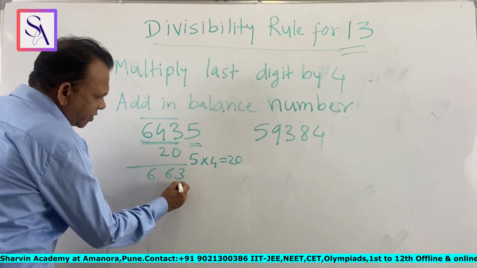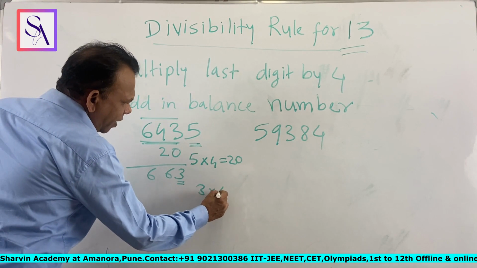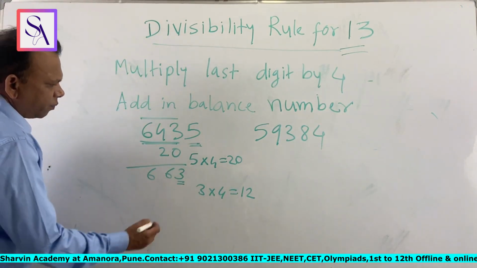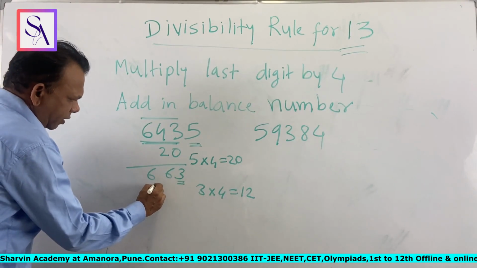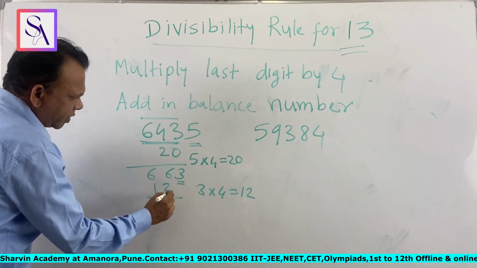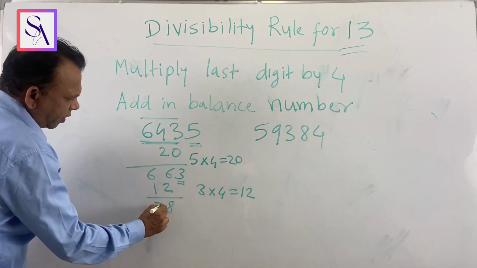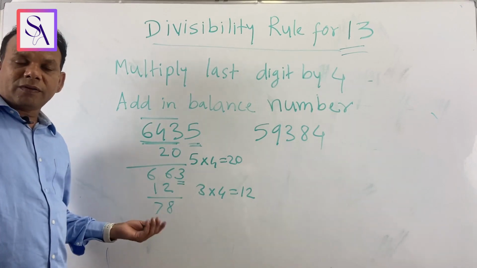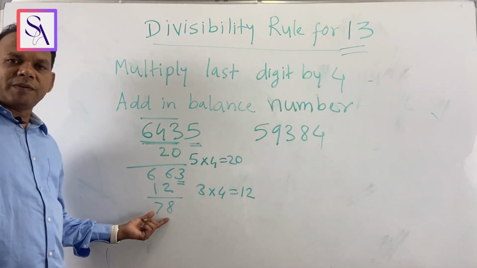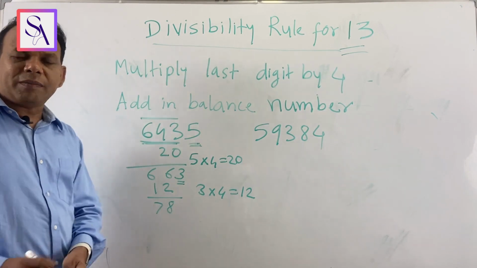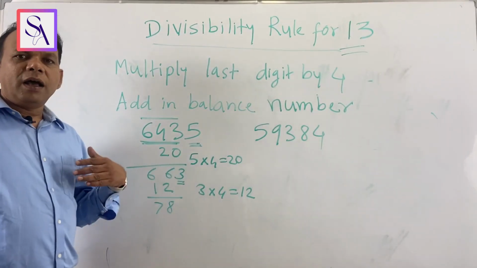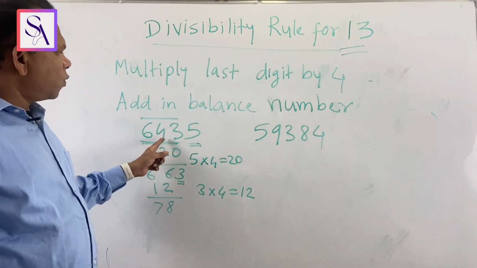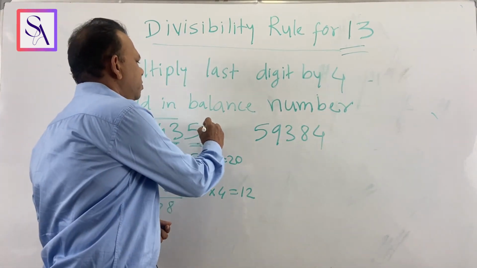Again last digit is 3, you have to multiply it by 4, that is 12. So you have to add 12 here. 66 plus 12 is 78. So can you determine that 78 is a multiple of 13 or 78 is divisible by 13? Yes, in the table of 13, 6 13s are 78, right? Hence 6435 is divisible by 13.